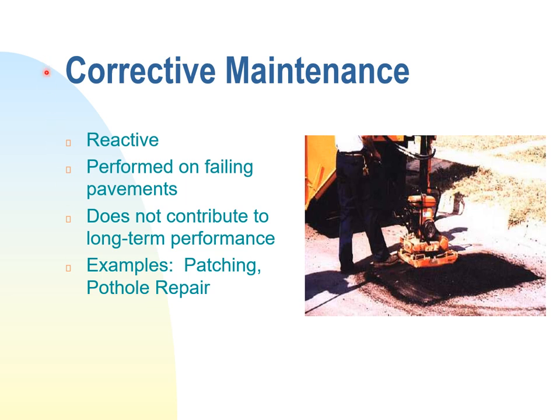Here you can see corrective maintenance. This is reactive. That means something has happened to the pavement and we are going to rectify that problem. It is performed on failing pavements and does not contribute to long-term performance. The examples are patching and pothole repair.